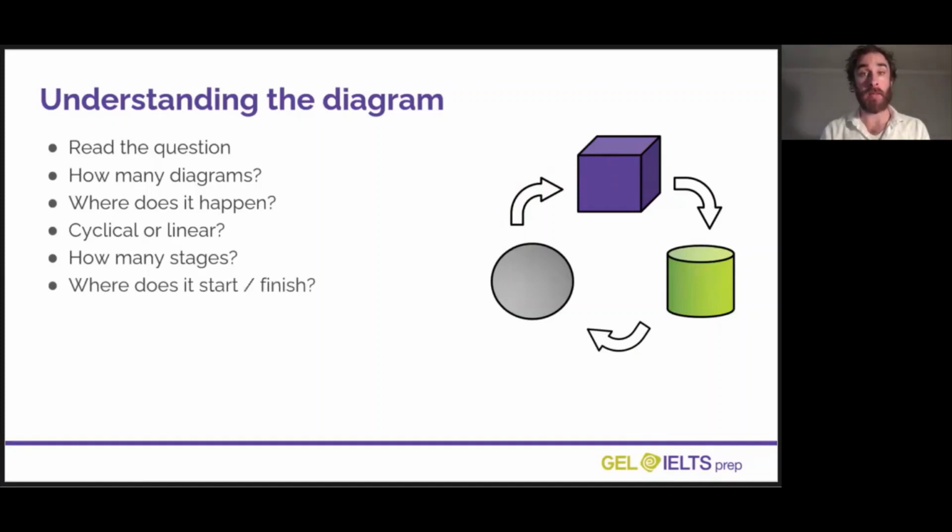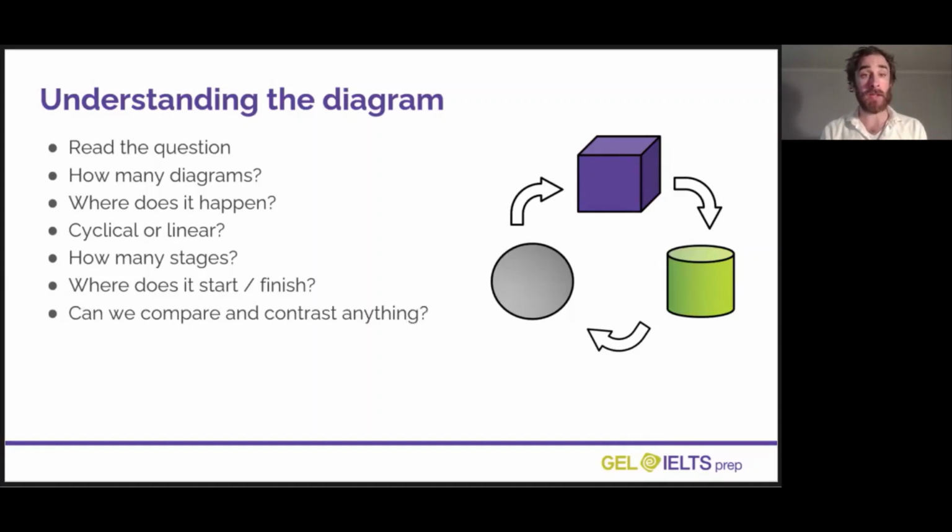It's important to think about where this process starts and finishes. So if it's a linear process, it's easy to see the first stage and the final stage. With a cyclical process like this one, we have to decide where to begin and where to finish. For example, if you're looking at the life cycle of an animal, then a good place to start maybe would be the birth of the animal.